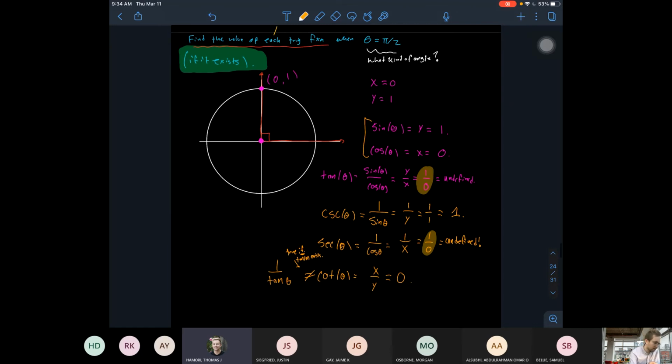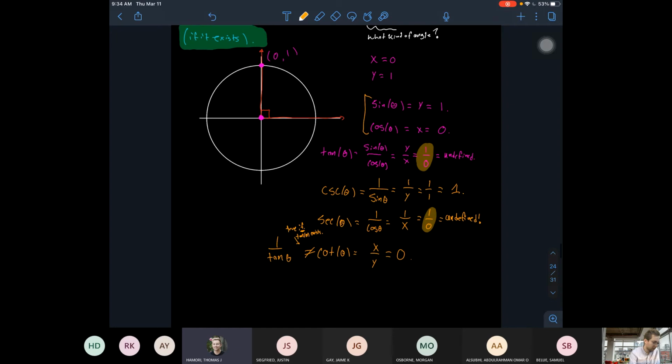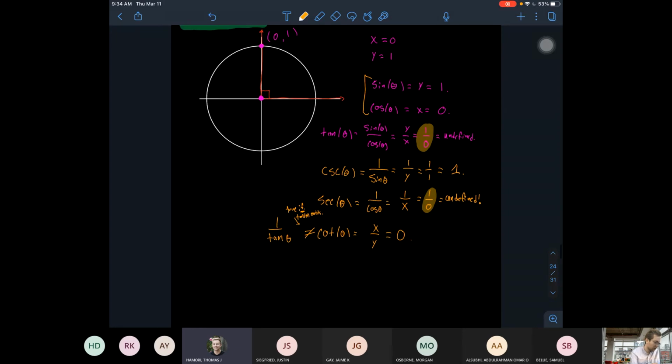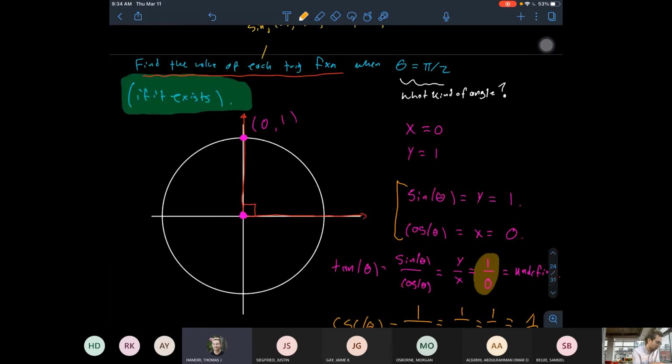Okay, so now we have an idea of how we find all six trigonometric functions, using all of these definitions. Okay, so by the way, you'll notice I didn't draw a triangle here.